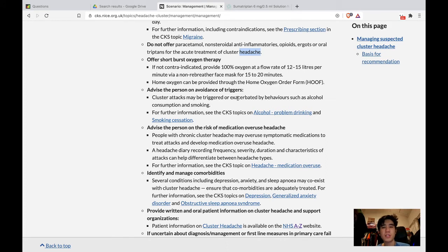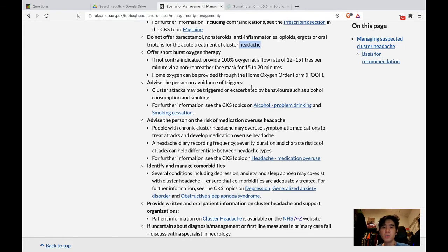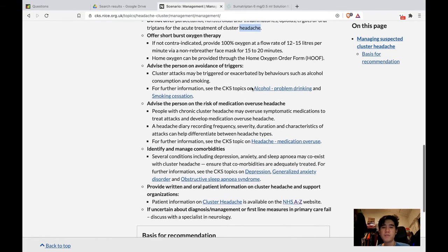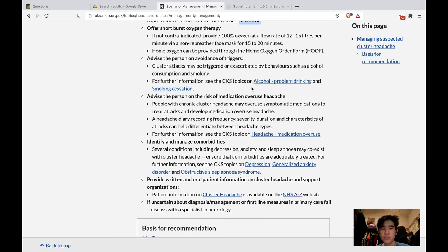Offer short burst oxygen therapy. If not contraindicated, provide 100% oxygen at a flow rate of 12 to 15 liters per minute via a non-rebreather mask for 15 to 20 minutes. Home oxygen can be provided through the home oxygen order form. Advise the person on avoidance of triggers. Cluster attacks may be triggered or exacerbated by behaviors such as alcohol consumption and smoking. For further information, see NICE CKS topics on alcohol, problem drinking, and smoking cessation.